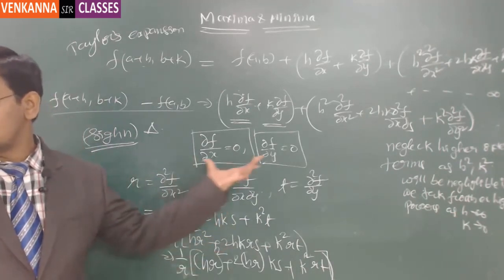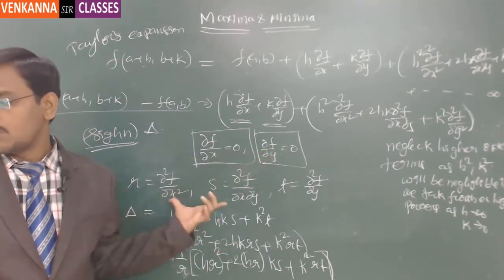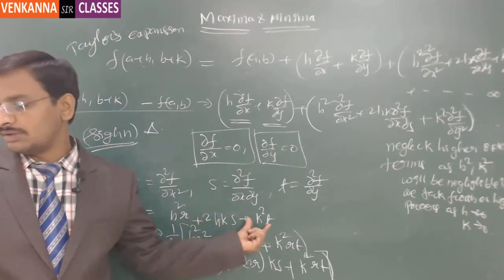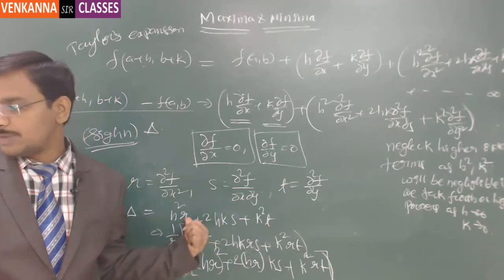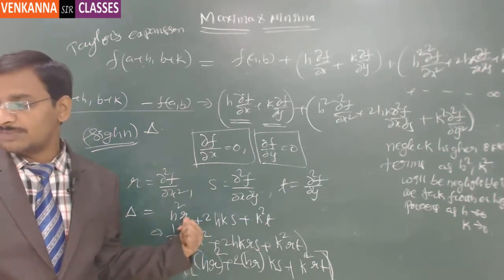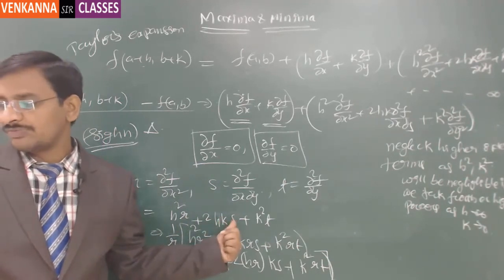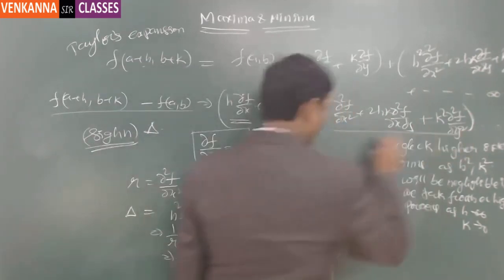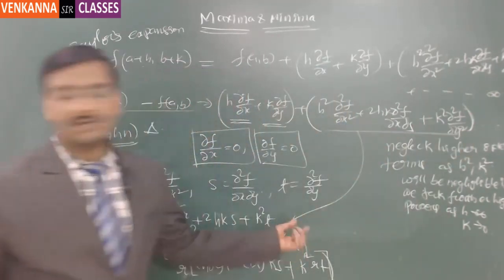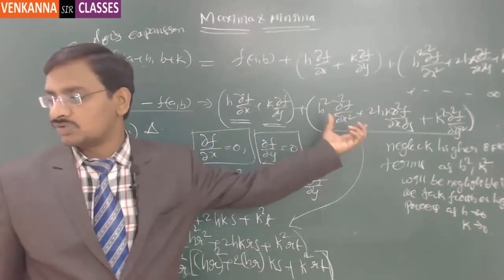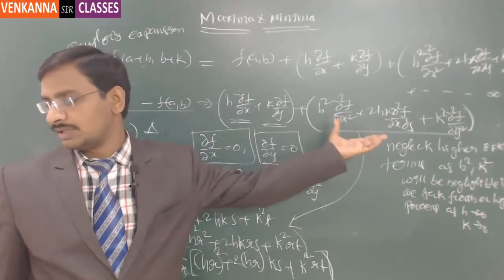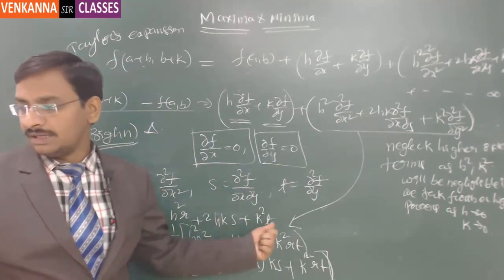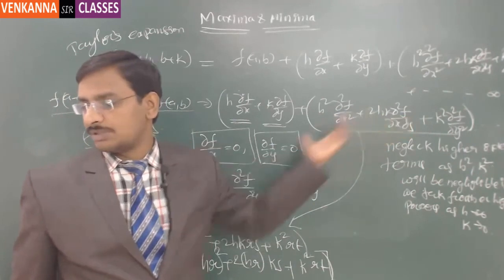So where is the doubt? Once you understood this, here it is h square r plus 2hk into s plus k square t, where r is equal to del square f by del x square, s is equal to del square f by del x del y, and t is equal to del square f by del y square. So this equation I have written in this particular format by giving corresponding variables, rather than writing every time del square f by del x square or del square f by del x del y. I have replaced them with r, s and t. Rest of the things are as they are.